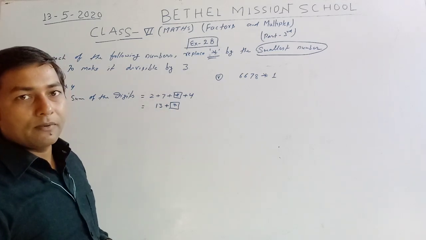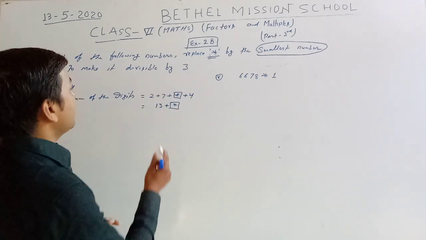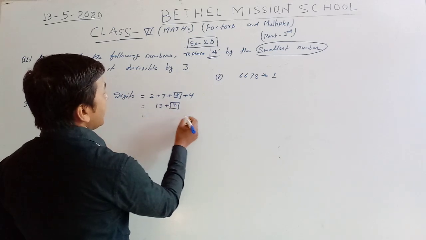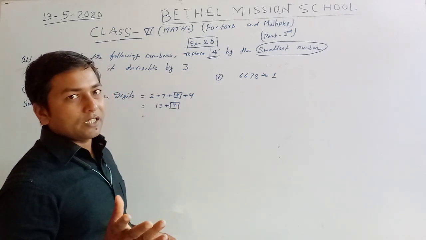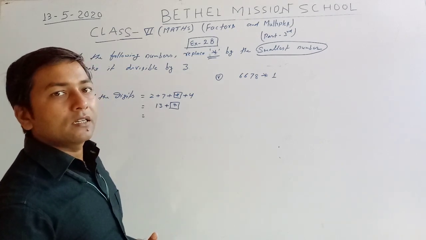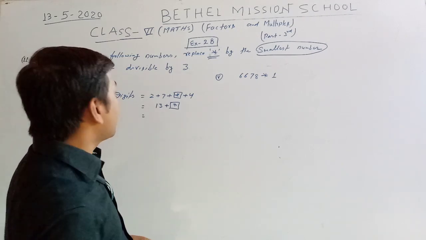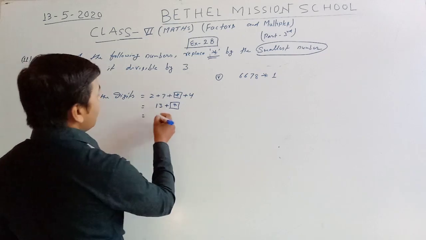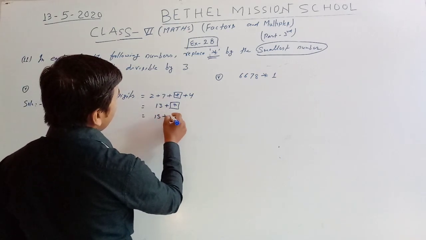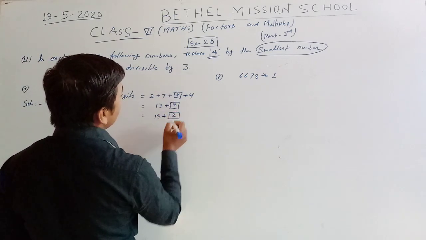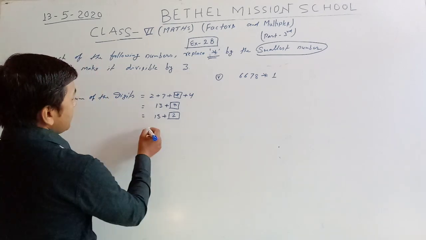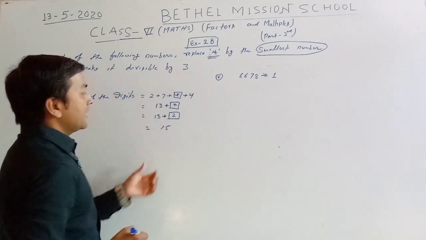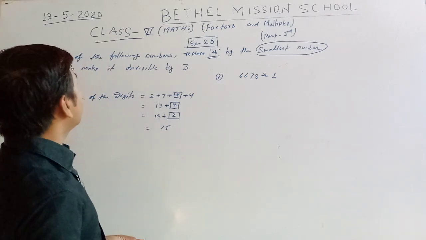13 can't be divided by 3. If I put 1, then it becomes 14, and 14 also can't be divided by 3. 15 can be divided. That's why, if we put 2 in the place of the star, then it becomes 15, and it can be divided by 3.